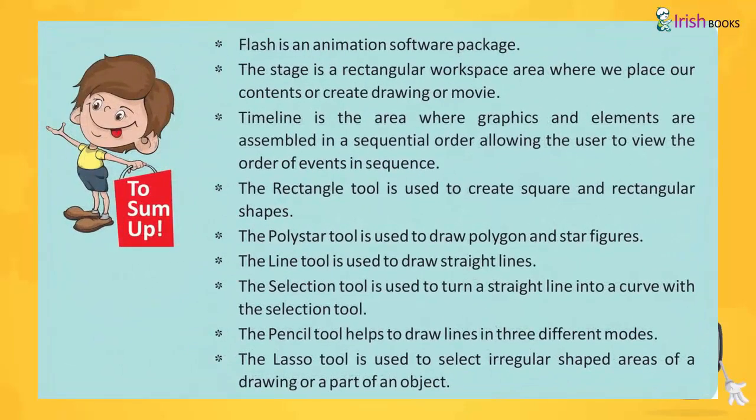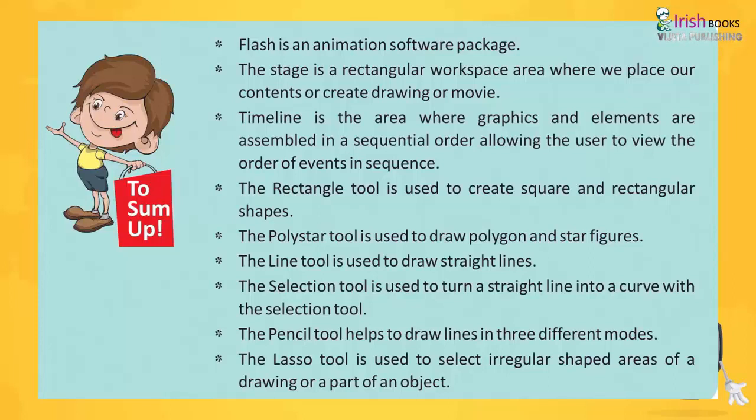To sum up, Flash is an animation software package. The stage is a rectangular workspace area where we place our contents or create a drawing or movie. Timeline is the area where graphics and elements are assembled in a sequential order, allowing the user to view the order of events in sequence.